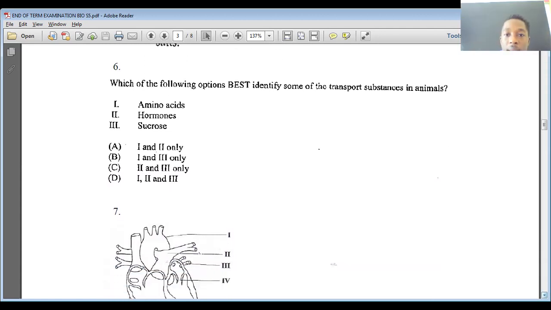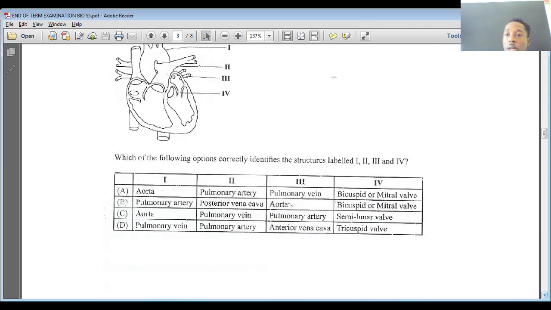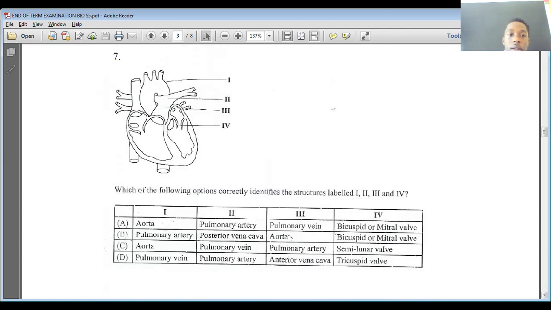Number 6. Which of the following options best identifies some of the transport substances in animals? Yes, we do transport amino acids. Yes, we definitely do transport hormones. And yes, we transport sucrose. All right? So the answer is all three. Now, number 7, here we have a heart structure. The question is: which of the following options correctly identifies the structures labeled 1, 3, and 4? What's the answer here? 1 looks like the aorta. Isn't it B? Yeah, I think it's B, right? You sure? Wait, hold on, let me look.